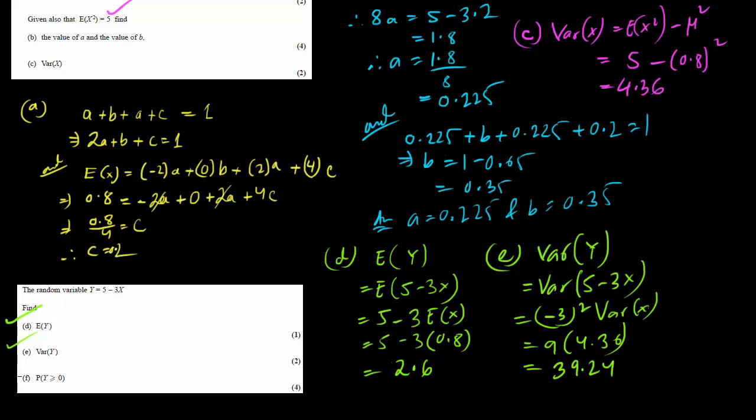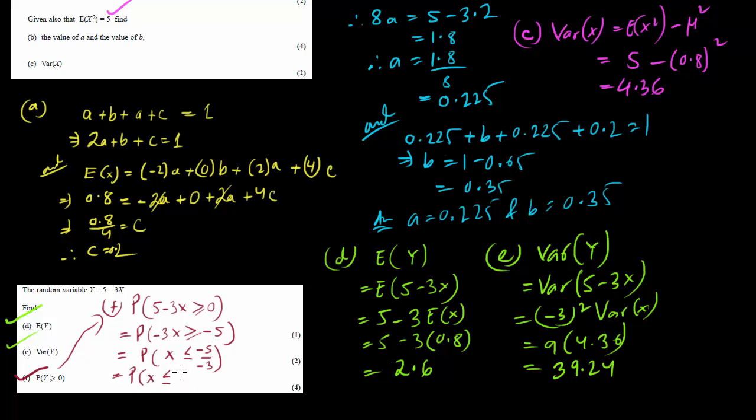In question number F, we have Y is greater than 0. Now we can do this sum by solving the inequality. So probability of Y is greater than 0 is the same as 5 minus thrice X is greater than or equal to 0. So we can write minus thrice X is greater than or equal to, send the 5 to the other side, it becomes minus 5. So we can write probability of X is, now if you send the minus 3 to the other side, it becomes by inequality less than or equals to minus 5 by minus 3, which becomes probability of X is less than or equals to 5 by 3 is 1.67, something like that.